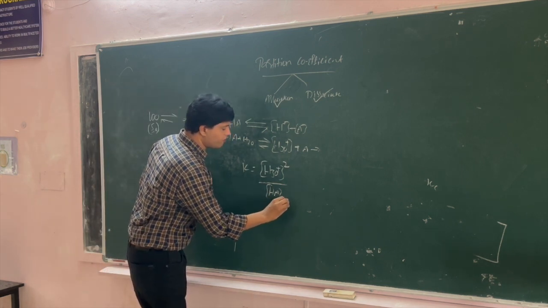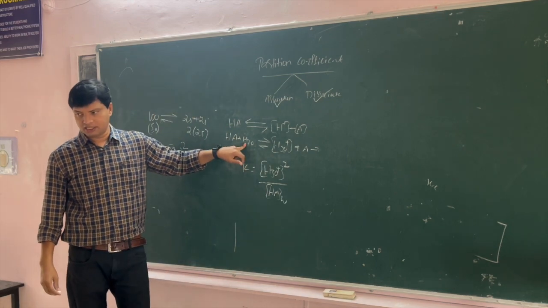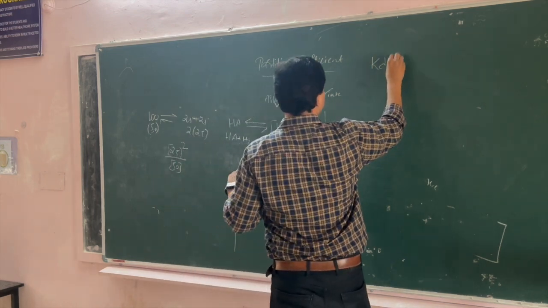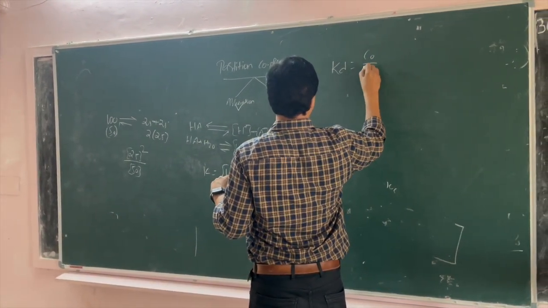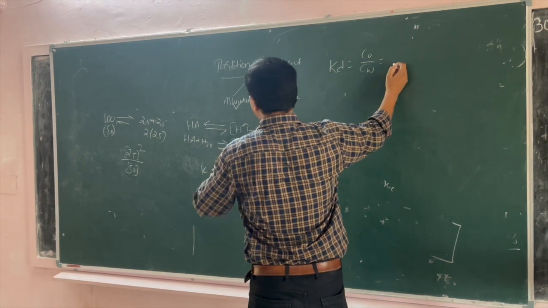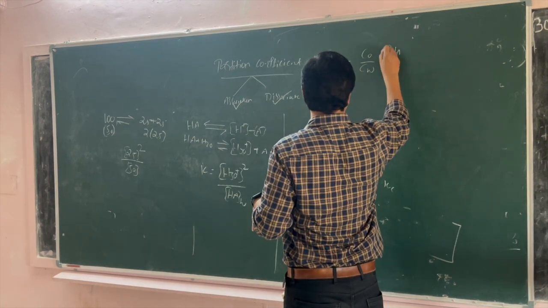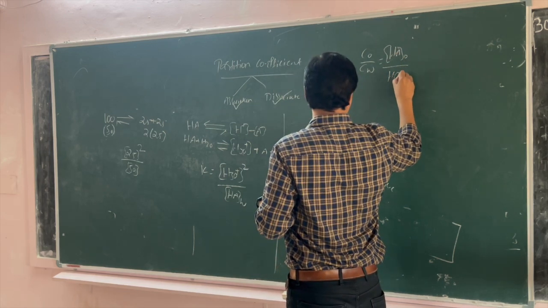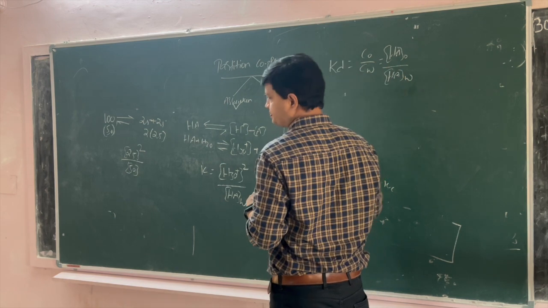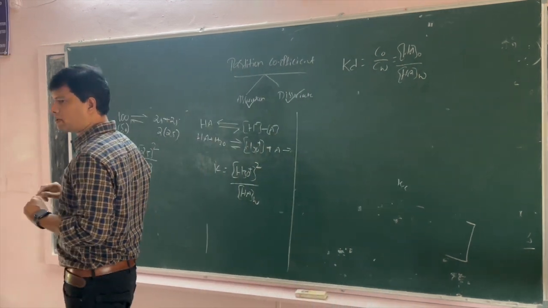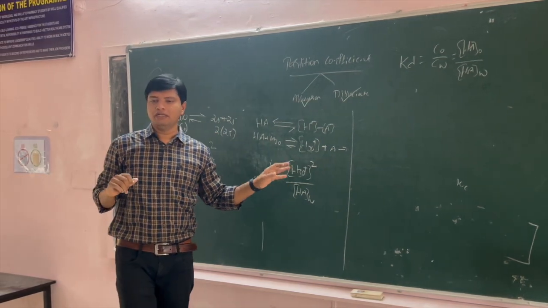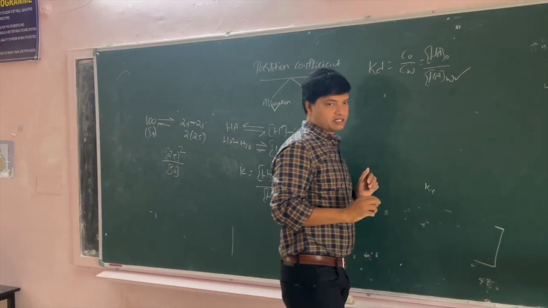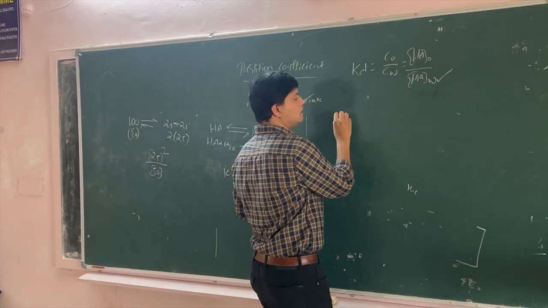HA. Where are we doing all this? In water. What is your distribution law equation? It is equal to C organic by C aqueous. Because we are considering HA, I will write HA in organic: acid concentration in organic divided by acid concentration in water. Now we have to substitute into this equation. For that you should know this one.